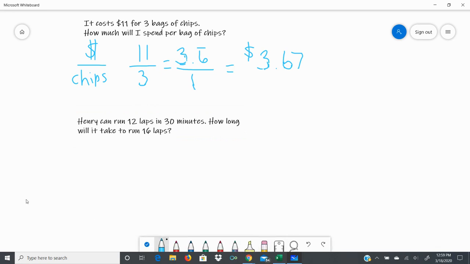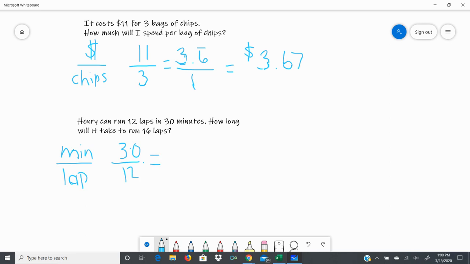So I first have to figure out what it is I'm comparing. If I'm looking at how long will it take him to run 16 laps, I'm looking at the amount of minutes per lap. Like in my head as I'm saying that, that word per is like my fraction line. So what I'm finding here is minutes per lap. I'm looking for how many minutes per one lap. When I set this up, I know right now that it's going to take 30 minutes for 12 laps. So I know that information right off the bat.